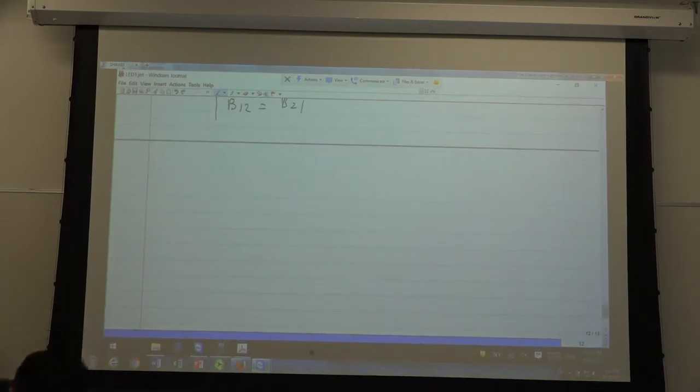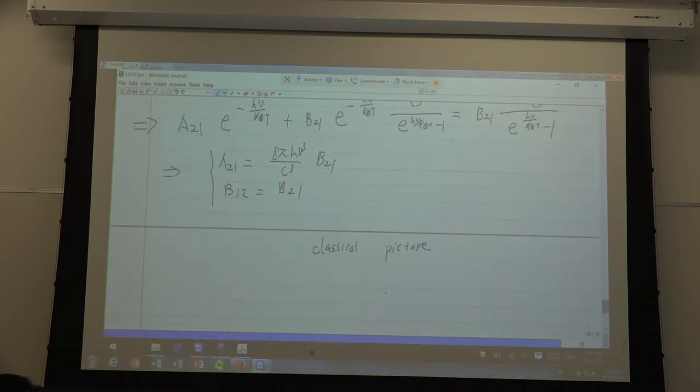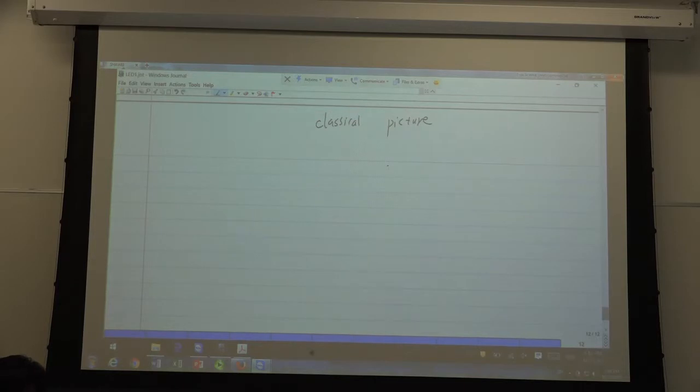So today I will talk about the classical picture and the semi-classical picture for spontaneous emission. Classical picture. What's the classical picture for spontaneous emission? Consider it has a dipole, an oscillating dipole source. This dipole source will produce an electromagnetic wave, will emit an electromagnetic wave. This is the dipole source in free space.